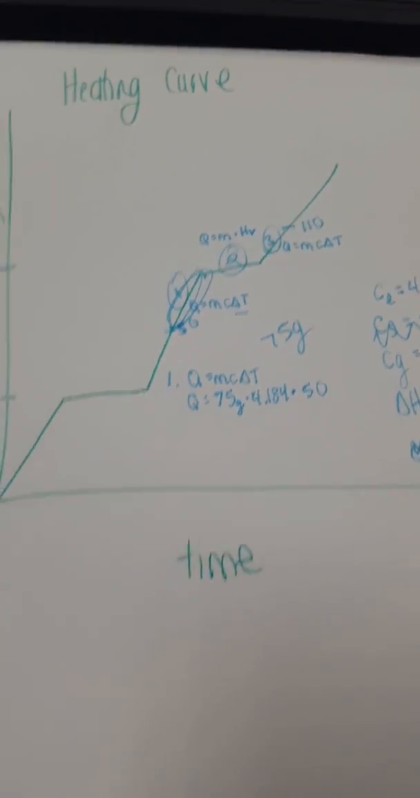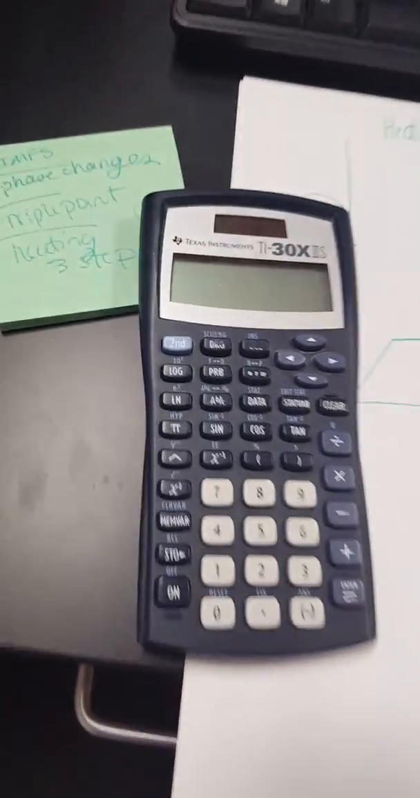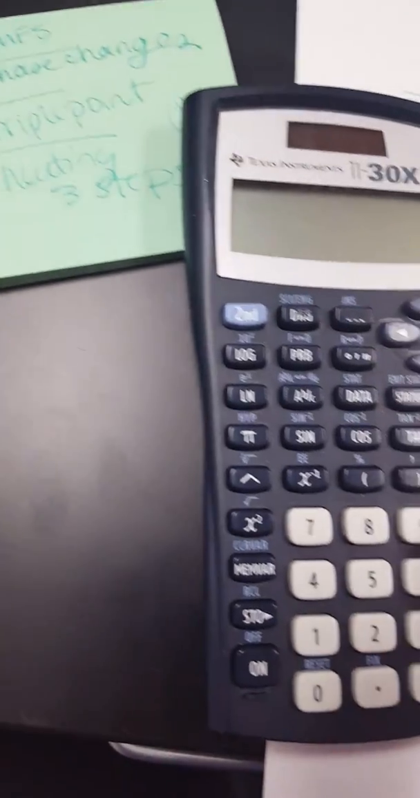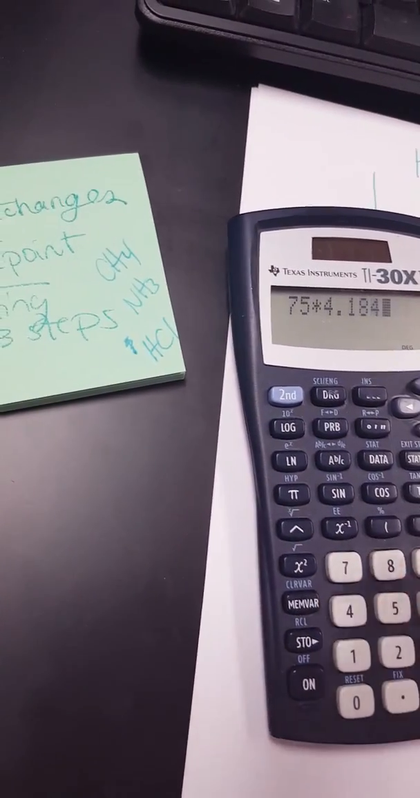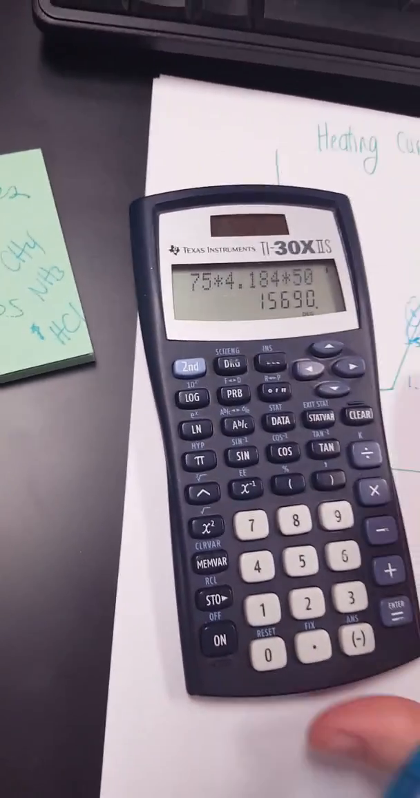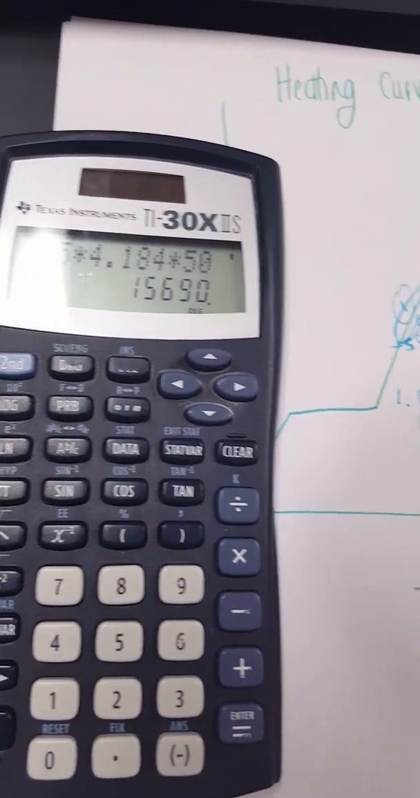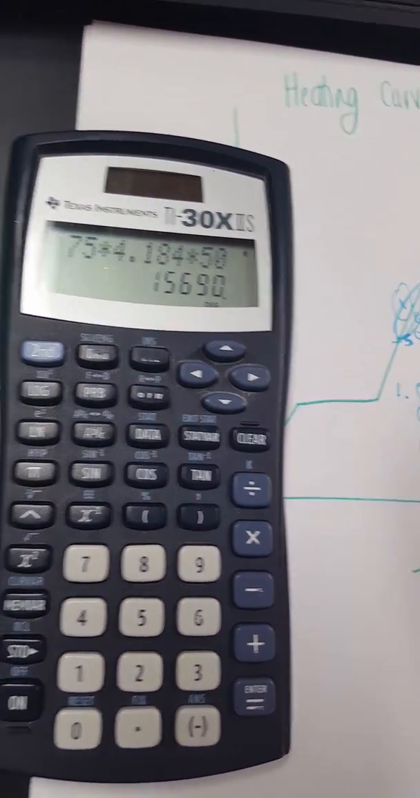All right. I'm still here, just for you guys. I'm grabbing a calculator. All right. Let's go. 75 times 4.184 times 50 gives me a Q of 15,690 joules.